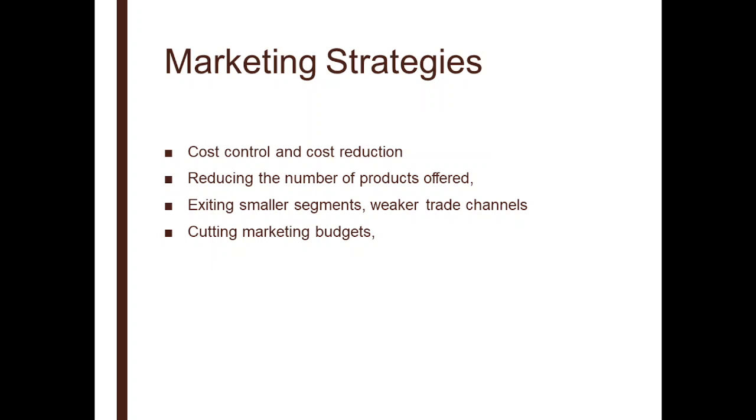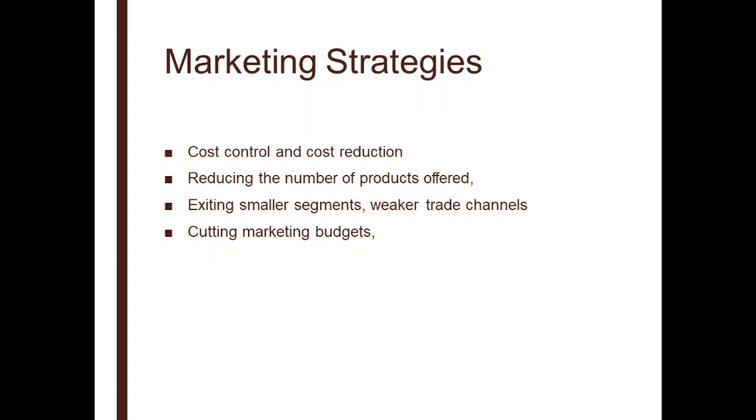They see that this product has gone through a life cycle and it has come down to declining sales. It's time to take the product out. Only reduce the number of products being offered. There were many products in the market, and suddenly you start seeing them going out of the market. Exiting smaller segments, weaker trade channels.